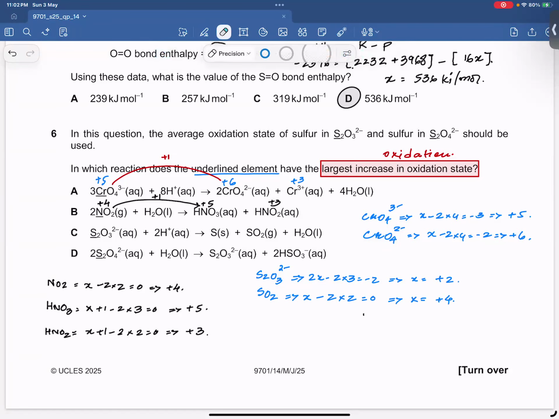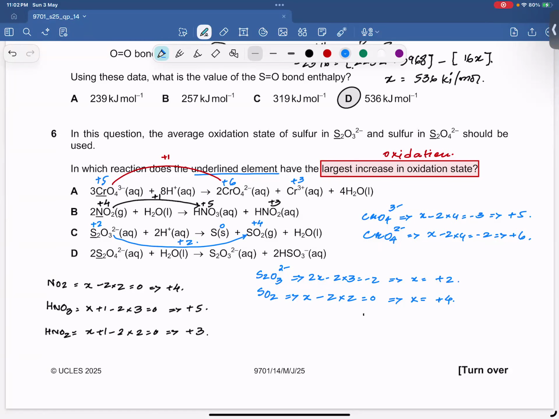So here we have +2. Here we have +4, and here we have 0. So I'm looking for the increase in oxidation state. So the increase in oxidation state is basically what? +2.